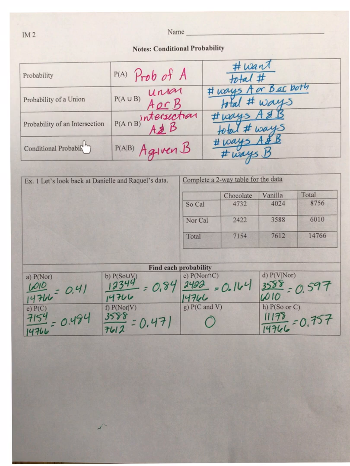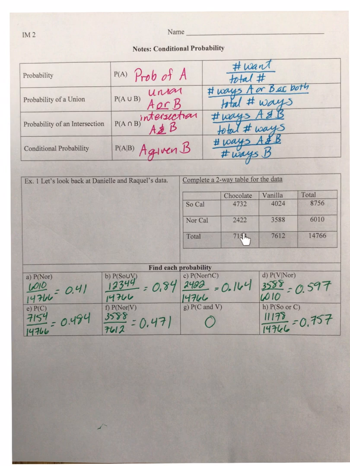Then we have this new thing called conditional probability. It's this vertical line, and it reads A given B. So B is basically your new population. You're only looking at the items, the people, the events that are in B. You're not looking at everything anymore. You're only looking at B. So this is the number of ways to get A and B, but instead of being divided by the total number of ways, it's divided by the number of ways to get B.